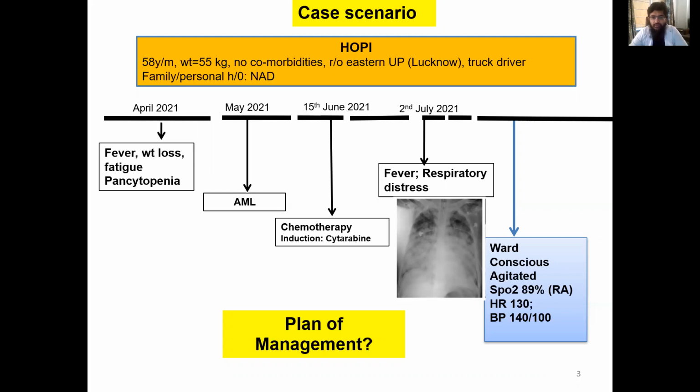And we get a call from the ward that the patient is in distress, and on assessment we find him to be agitated, tachypneic, and tachycardic. So this is a scenario most of us would have been facing. And the question is, how do we manage this patient?